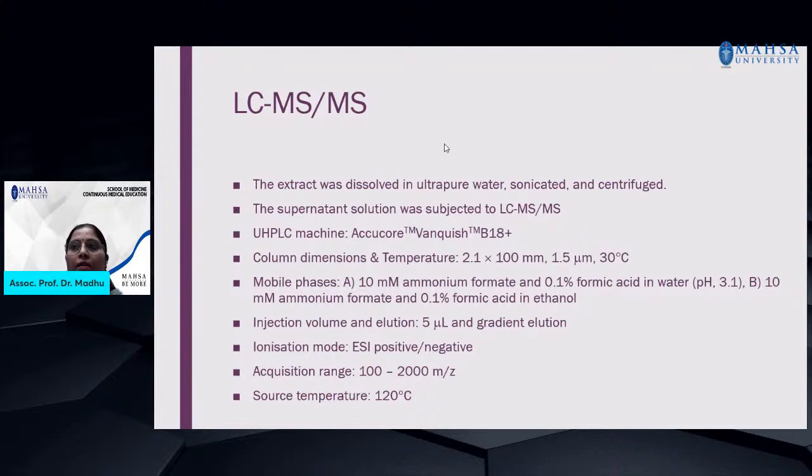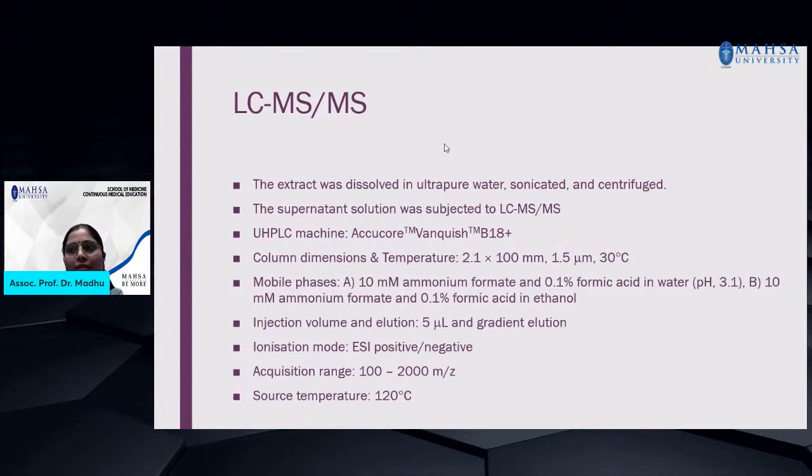The company of the UHPLC is AccuCore, and the column is 2.1 mm width and 100 mm length, and the pore size is 1.5 micrometers, and the elution was carried out at 30 degrees centigrade.